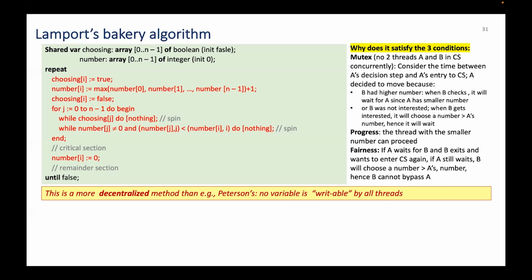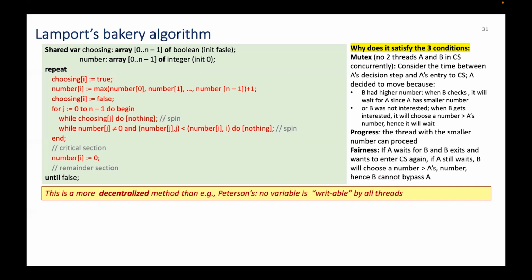For mutual exclusion, you can conclude that if a thread enters its critical section, then the thread is sure no other thread has a lower number. When the thread is in, can another thread obtain a lower number and enter the critical section? No, because the number is always the max of all threads plus 1. So it will be at least plus 1 compared to the thread that is running its critical section.